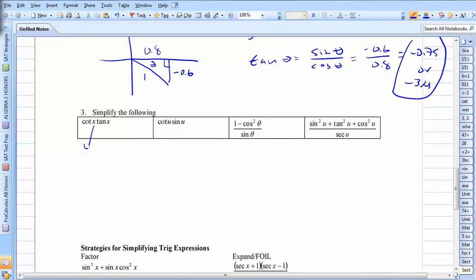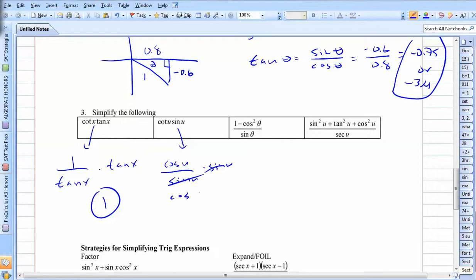Like this one here. Cotangent is 1 over tangent x. And so if you do that, you just get 1. Or this one here. Cotangent is cosine u over sine u. Those cancel, you just get cosine u. This one's interesting.